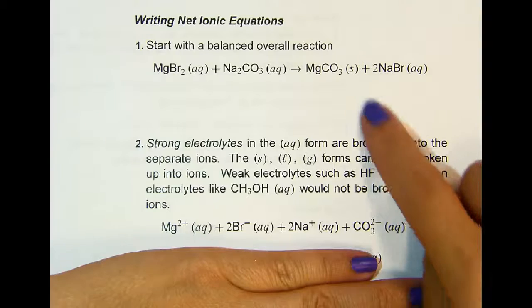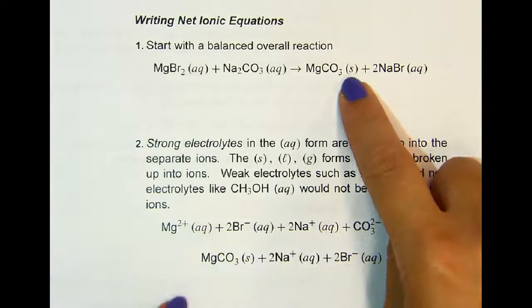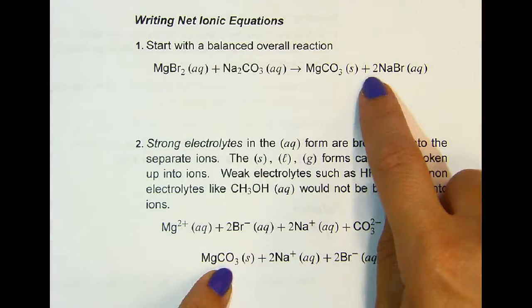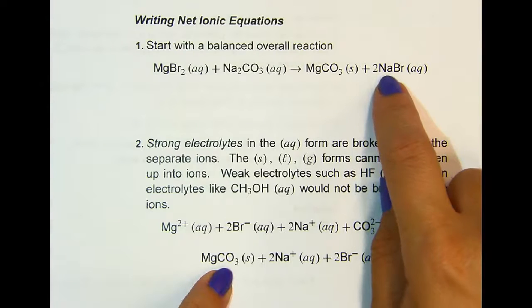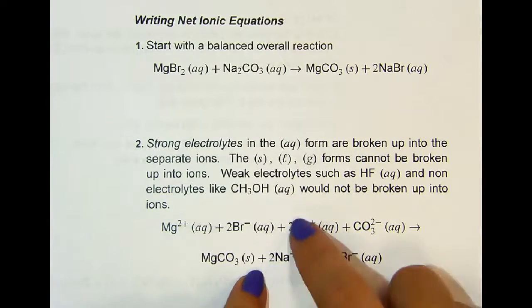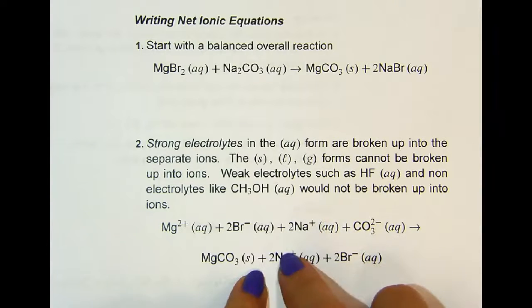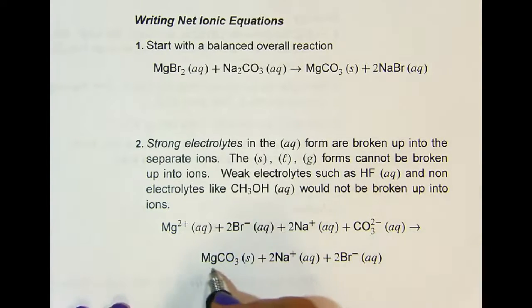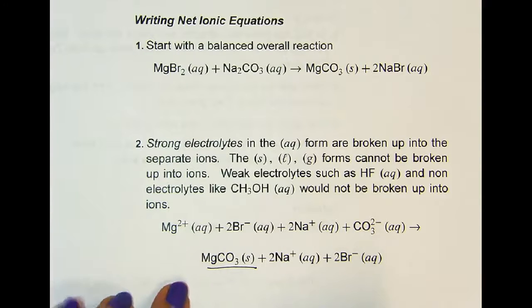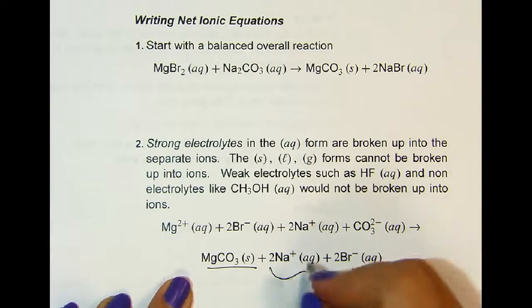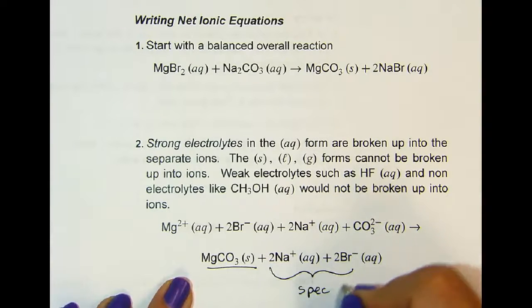Then your products, this remains a solid, so it should not be broken apart. It remains intact. And then we're going to have 2, because of the coefficient of 2 sodiums and 2 bromides here and here. Notice you have a balanced equation where you have 2 of each sodium ion and 2 of each bromide ion. Because magnesium carbonate is the precipitate, it is going to be used to write the net ionic equation, and automatically that makes sodium and bromide the spectator ions.